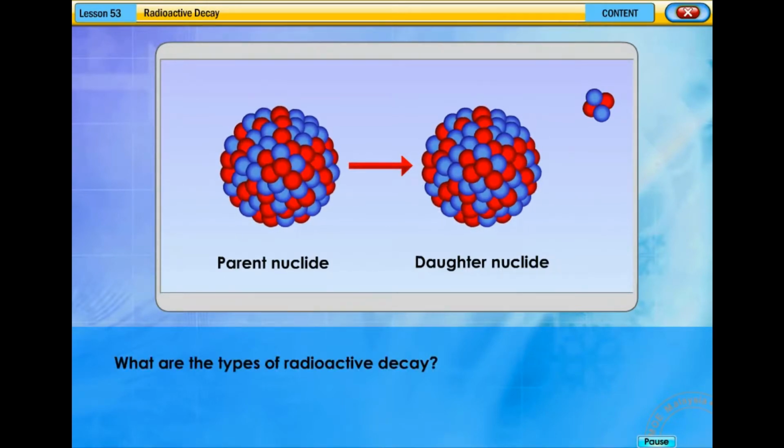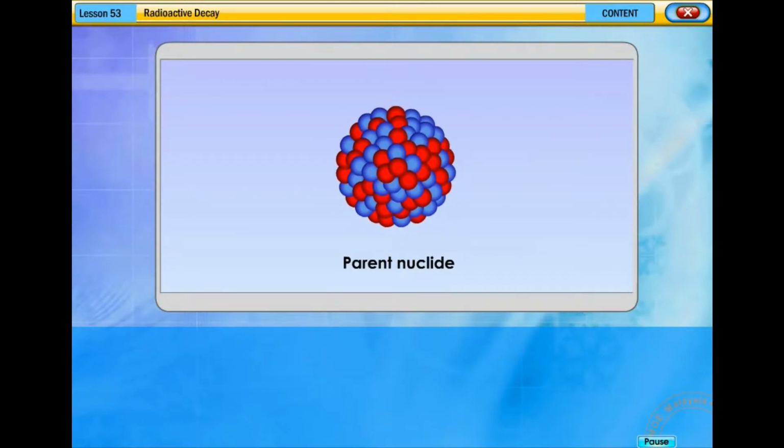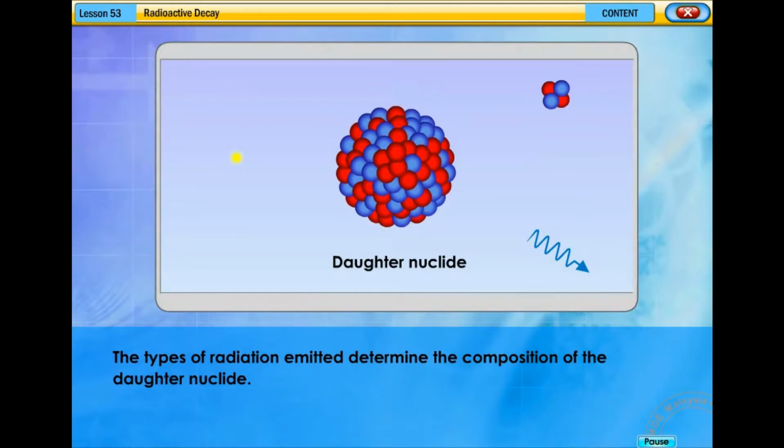What are the types of radioactive decay? There are three types of radioactive decays which are named after the types of radioactive emissions. They are alpha decay, beta decay, and gamma decay. The types of radiation emitted determine the composition of the daughter nuclide.